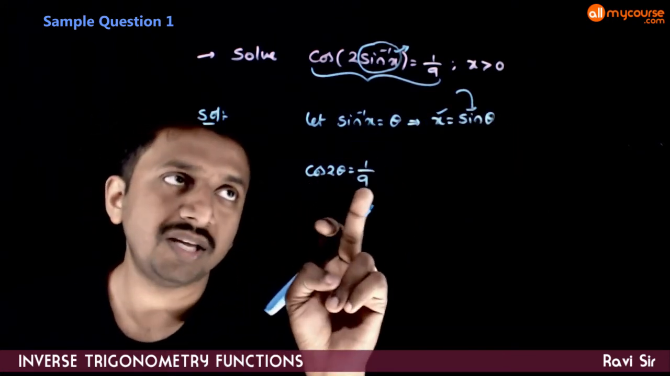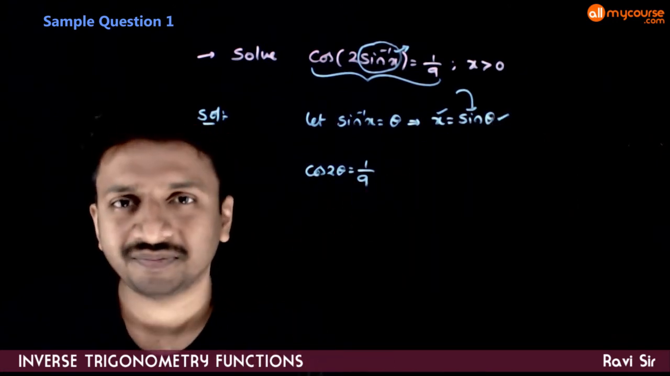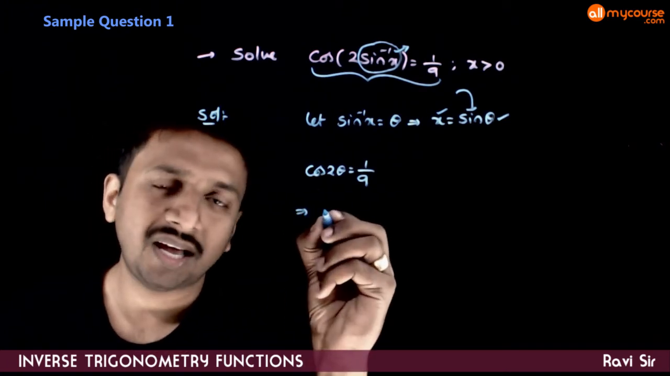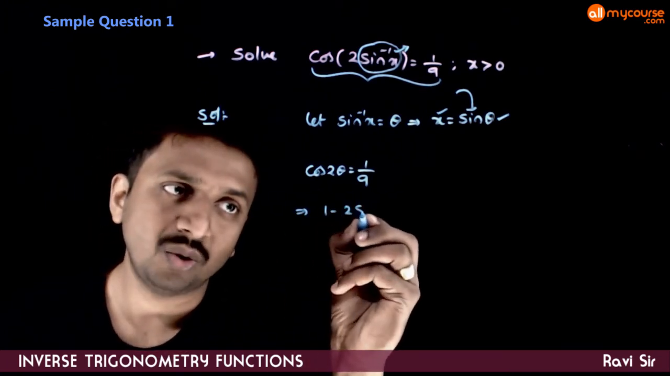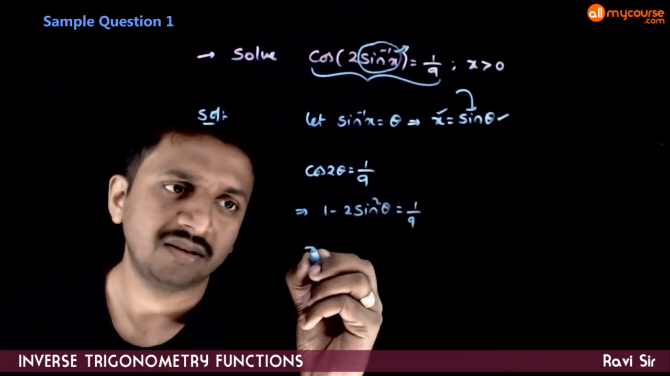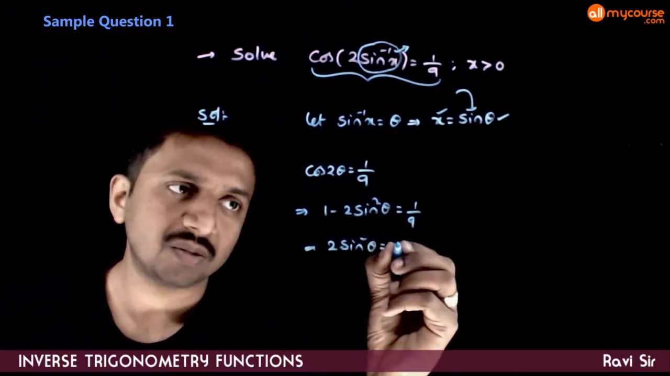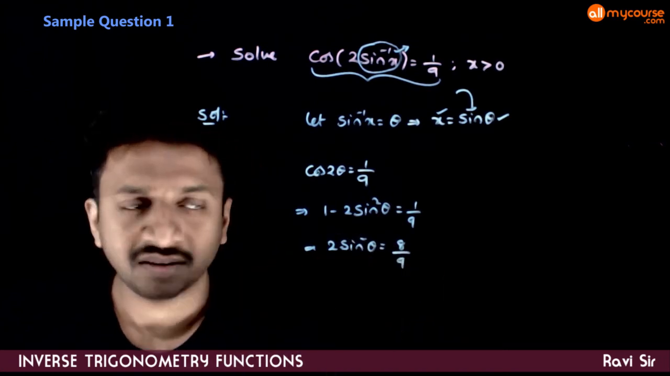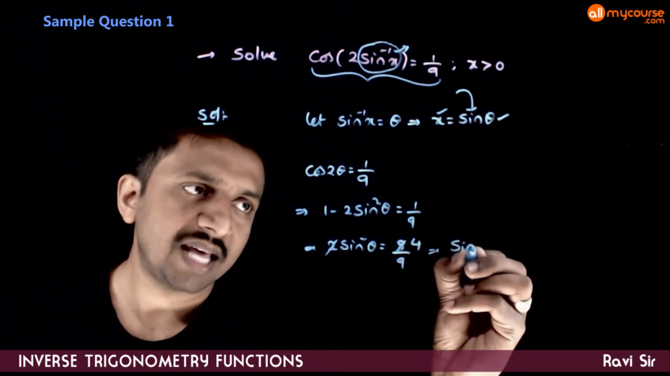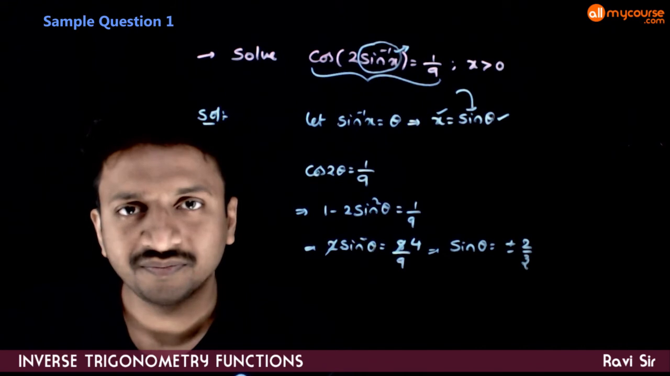So if cos 2 theta is equal to 1 by 9, can you find the value of sine theta? I think it is quite simple. So cos 2 theta formula is 1 minus 2 sine square theta is equal to 1 by 9. So 2 sine square theta is equal to 1 minus 1 by 9, which is 8 by 9. So sine square theta is 4 by 9, which implies sine theta is equal to plus or minus 2 by 3.